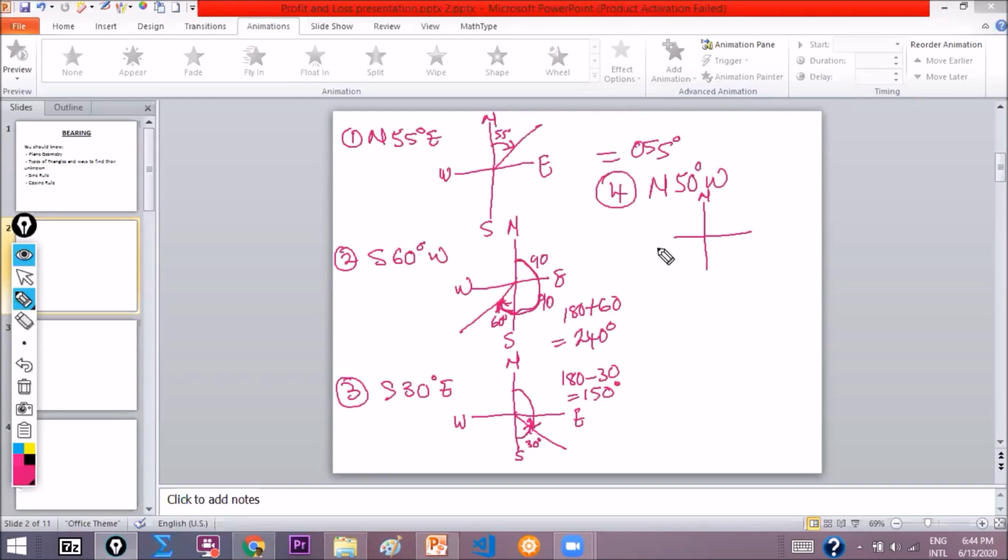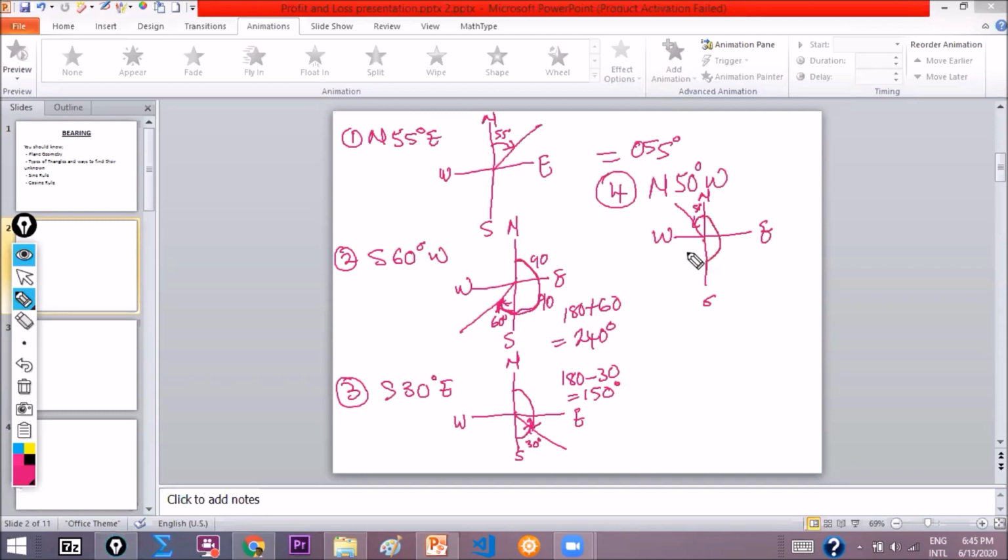All right? So we have north here. We have your west, you have your south, you have your east. So north 50 degrees west is from here to here. This is our 50 degrees. And for the 3-digit bearing, remember our cardinal point direction goes from the north, clockwise.